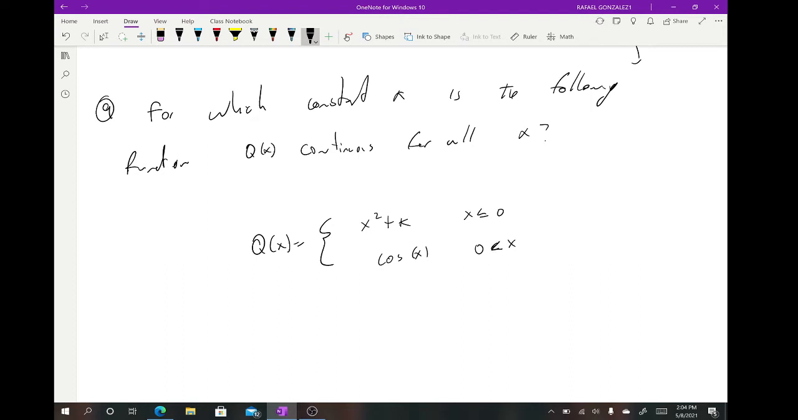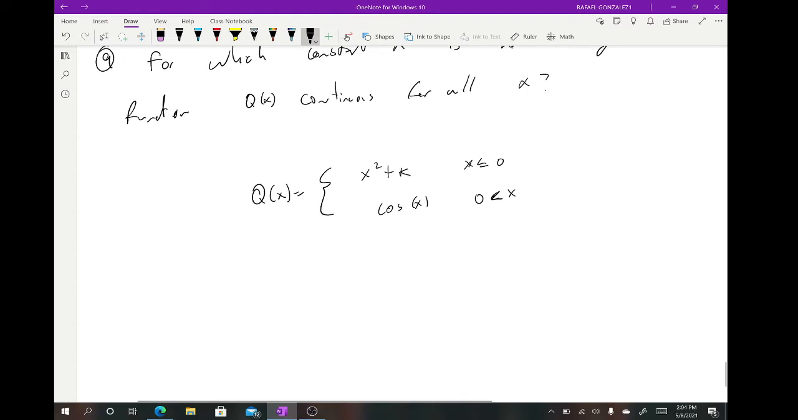Okay, so what do we have here? Well, we have two functions. We have cosine of x and we have x squared. Now, there are many ways of doing this problem. One of the ways that you could do it is to equate the functions. You could do something like this and then figure out what the value of k must be by plugging in x. So that's one way of doing it.